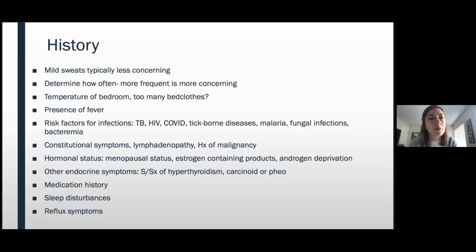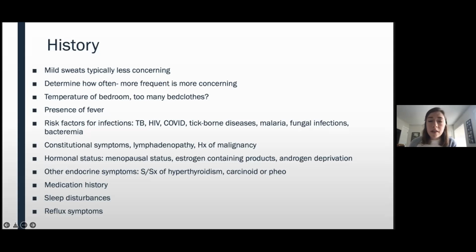You want to ask about COVID exposures, now that we're in the COVID era, and tick-borne diseases and various exposures. The main one for that is babesiosis, so if they live in an endemic area and do outdoor activities. Somebody mentioned malaria earlier in the chat, so if they've traveled to an endemic area. Also fungal infections like coccidioidomycosis, and risk factors for bacteremia: indwelling catheters, symptoms like localized back or joint pain, any history of IV drug use, history of endocarditis or risk factors for endocarditis, and recent dental work.